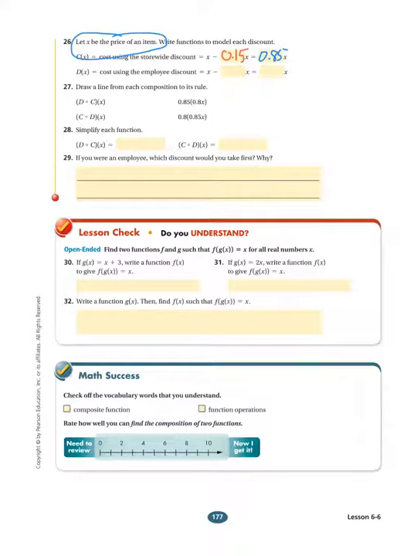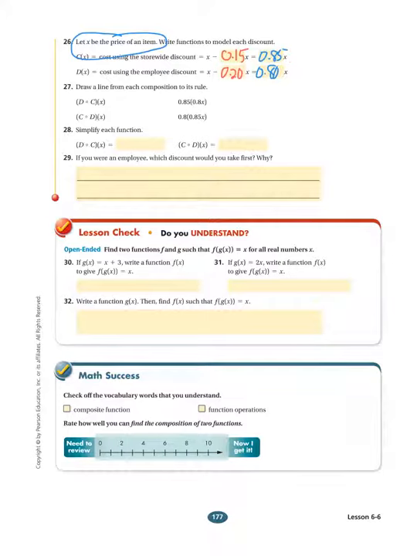Then the cost using just the employee discount, so the employee discount is actually 20%. So we would subtract from x 0.2x, and then 1 minus 0.2 is 0.8x. So clearly, you're better off getting an employee discount than a store discount.